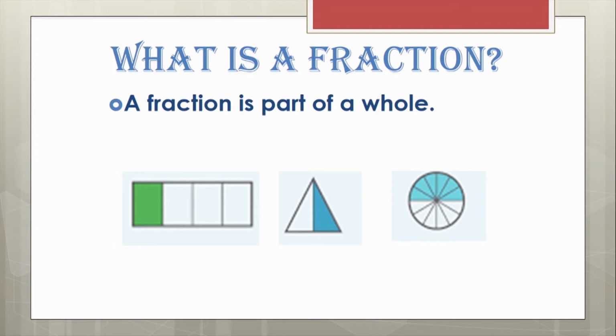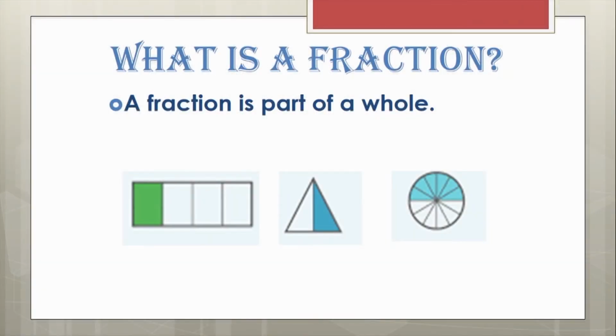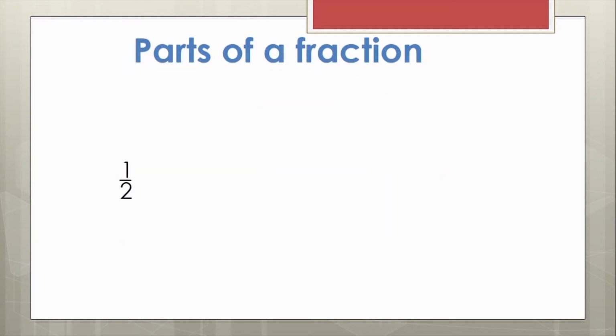So let's look at the second one. Now this is a different representation of 1/2. We looked at 1/2 already, and this is another way we can represent 1/2. What will the denominator be? 2. What will the numerator be? 1. 1/2. And the last one will be 6 out of 12 equal parts. 6/12.